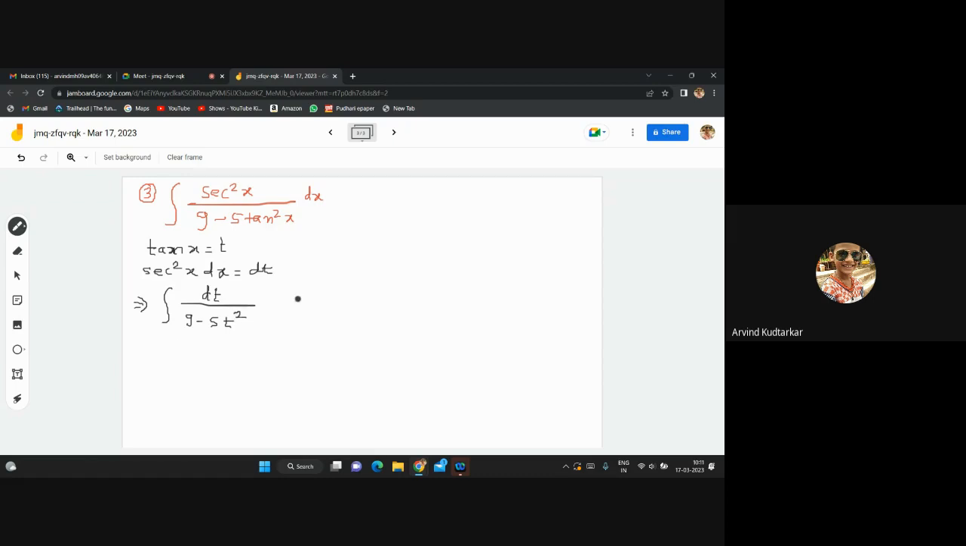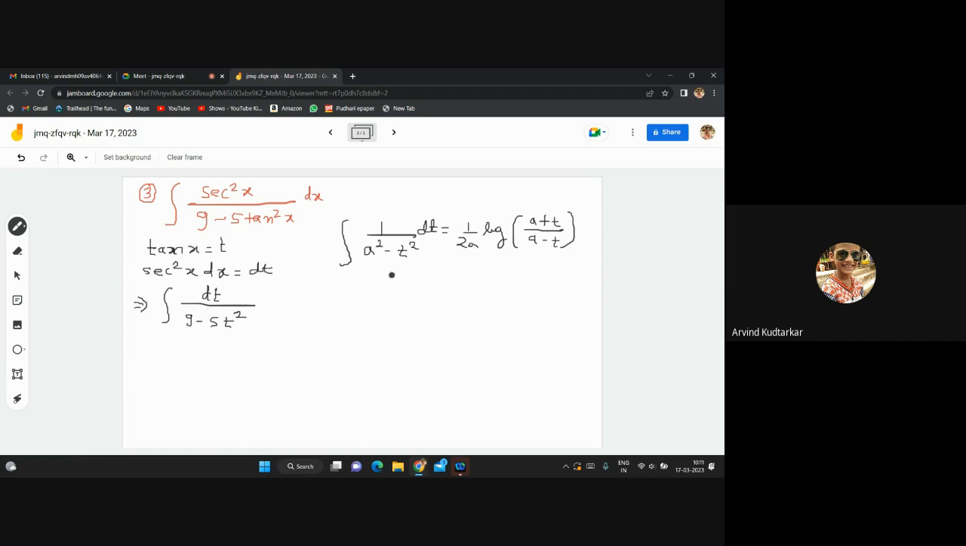Okay. So we have one of the results in integration. So what is that result? Integration of 1 upon a square minus t square into dt. So what is that result? 1 by 2a times log of a plus t upon a minus t. So a plus t by a minus t is there.